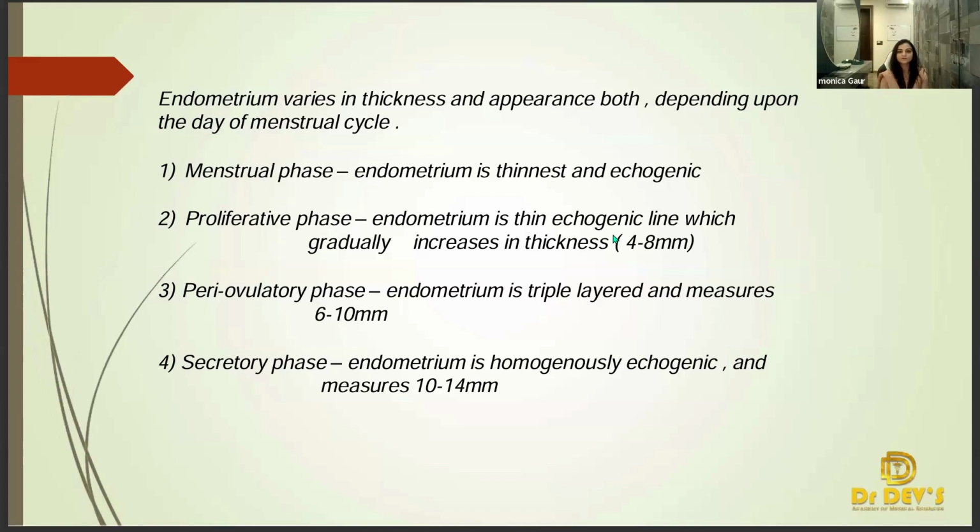Proliferative phase, when endometrium is a thin, echogenic line which gradually increases in thickness, starting from 5th or 6th day of cycle till 11th or 12th day of cycle. Peri-ovulatory phase, when endometrium is triple layered. I'll show you how the triple layer looks like and measures from 6 to 10. Secretory phase, endometrium is homogeneously thickened and echogenic, and it goes till the start of the next menstrual cycle.